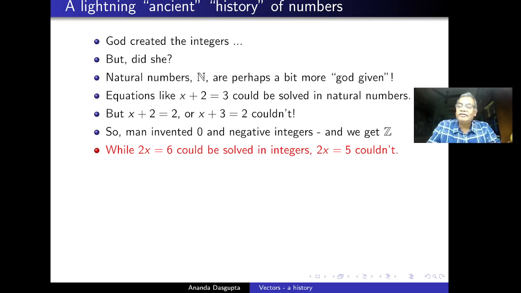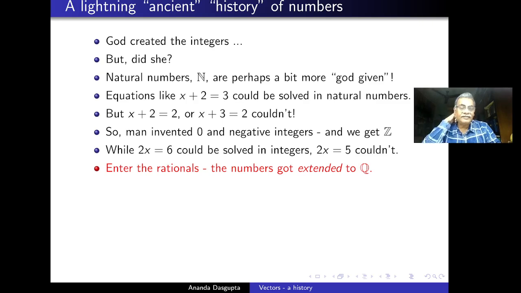But if integers were all you ever knew, equations like 2x equals 5 have no solutions. So how do we handle that? Well, man invented rational numbers just to get solutions of equations like 2x equals 5. And thus, the integers which we started with, or rather natural numbers which were augmented to integers, have now gotten further extended to the set of all rational numbers.